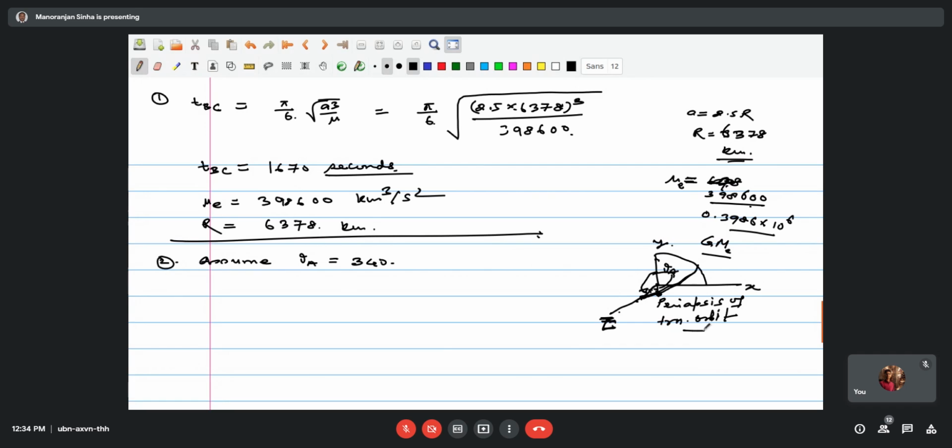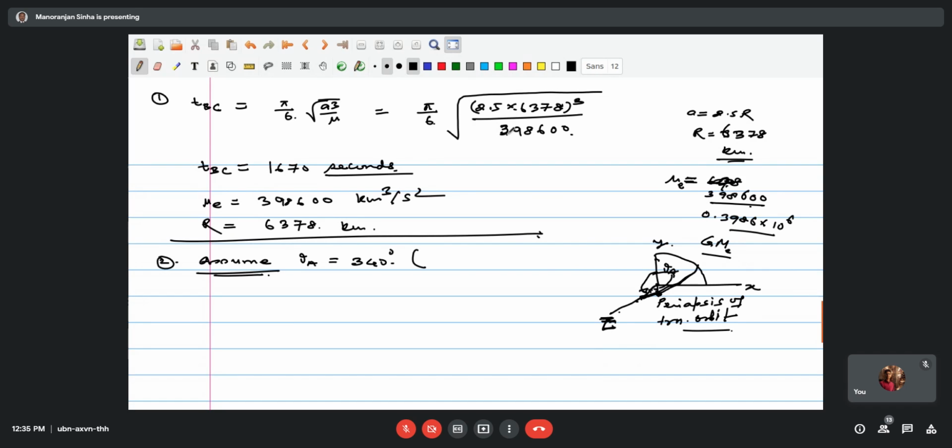Sir, this theta equal to 340 is given information? No, this is assumed. This is what I have written here. Assumed. Sir, how did you get this 340? This will require a little bit of working. You can assume it to be maybe 5 degrees, and then you will see what the result is, whether it's matching or not.